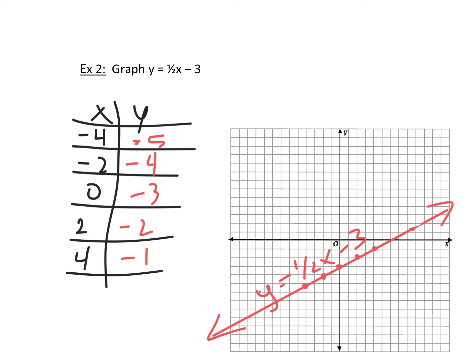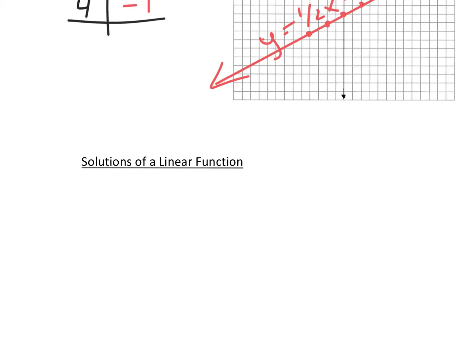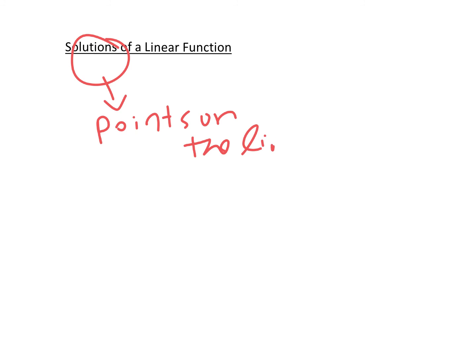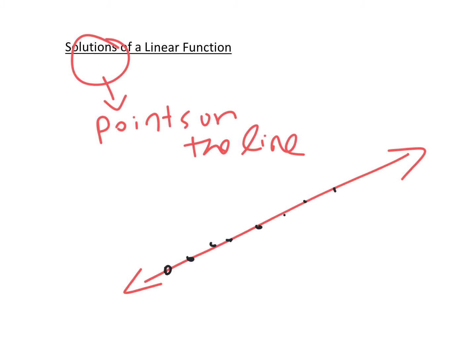Okay. Next, we're going to talk about the solutions of a linear function. The solutions are what we call points on the line, basically. These are the points on the line. So there are infinitely many solutions to a line. If I draw a line, any point on the line is a solution, and there are infinitely many of them.